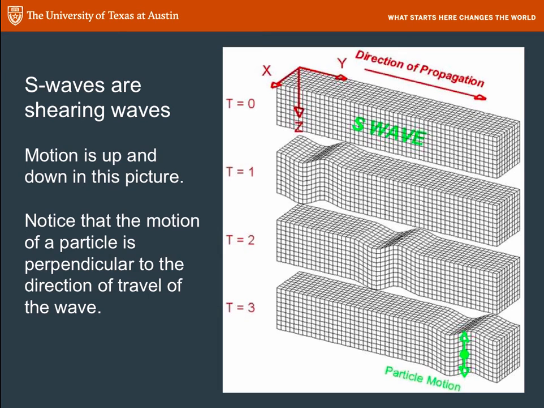An S wave is a shearing wave, and the motion is perpendicular to the direction of propagation. So in this case, the direction of propagation is still along the length of the block, but the individual particles are moving up and down.